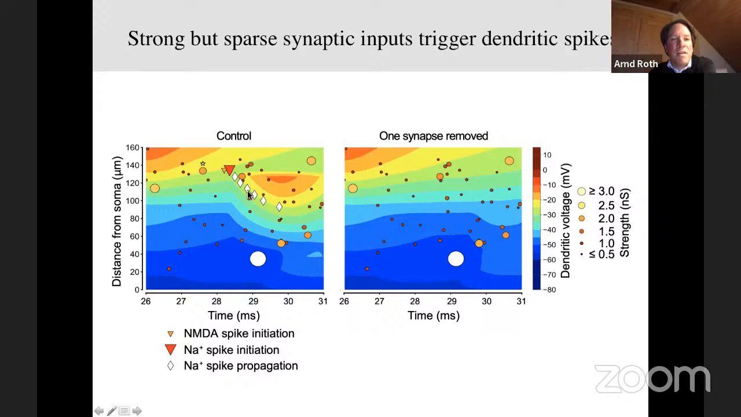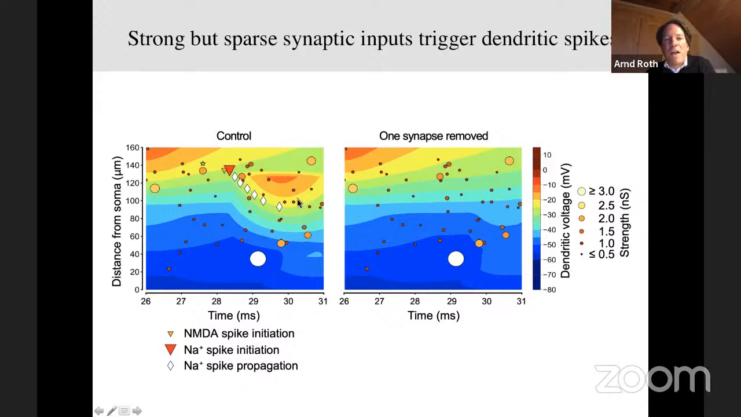And we can then see that there was, at the end of a branch, a voltage transient that is not present when a single synapse has been removed in the simulation, namely this one. So it was really this synapse that broke the camel's back and triggered a dendritic spike. If we take it out, there will be no dendritic spike. So with respect to this one synapse, it's an all or none event.